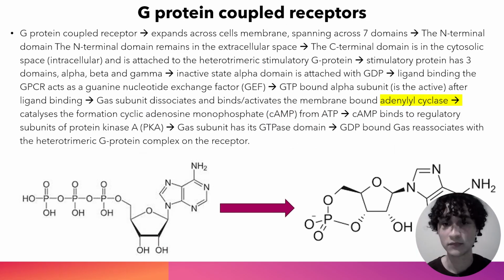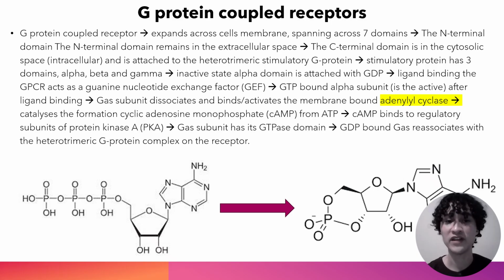So as I said before, the glucagon binds to that N-terminal domain in the extracellular space, and you get that conformational change of the heterotrimeric stimulatory G protein, and that's got the alpha subunit as well as the beta and gamma subunits. But the alpha subunit is what will participate in the guanine nucleotide exchange. Okay, it's a GEF factor.